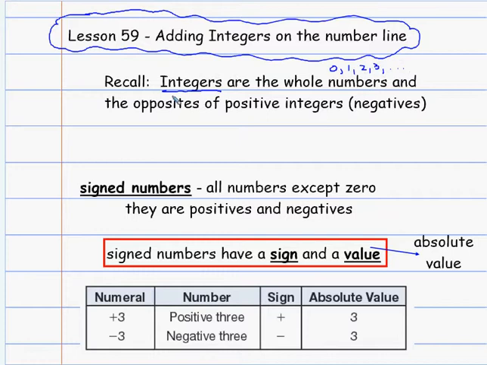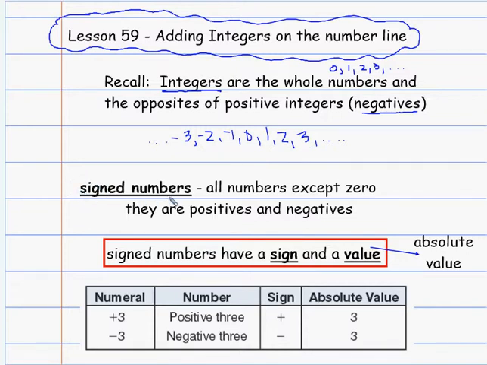And integers include all of those whole numbers plus the opposites, or the negatives, of all of the numbers except for 0. So we're talking about -3, on back to negative infinity, -2, -1, 0, 1, 2, 3, and so on. Okay, so some new information.